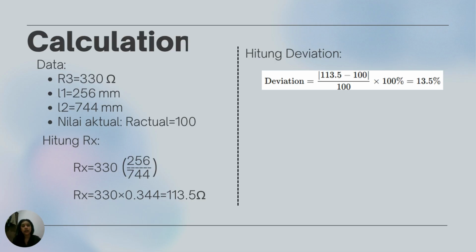You can see the calculation for the data: R3 is 330 ohm, L1 is 256, L2 is 744, and R actual is 100. You can see on your screen, Rx equals 330 times 0.344, which equals 113.5 ohm, and the deviation is 13.5%.